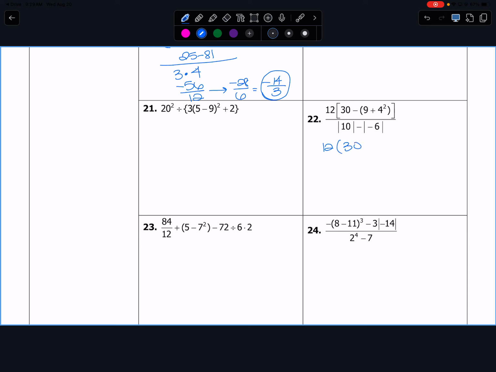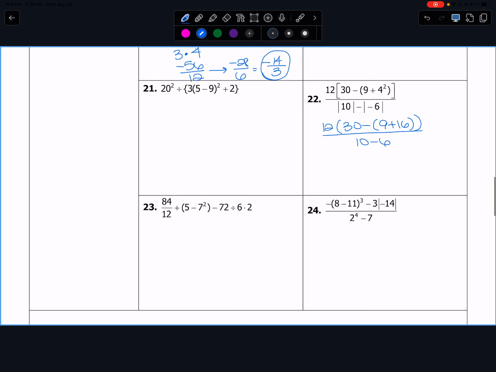On the outside, I've got a 30 minus parentheses 9 plus 16. It's like little nested dolls. We have to work our way inward. I can get rid of my absolute values, so I could have a 10 minus 6 in the bottom. Then I have 12 times 30 minus 25. And then over 4. So I get 12 times 5 over 4, which is 60 over 4, which is 15.